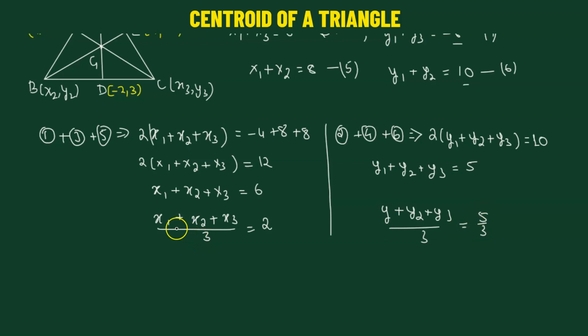Now that we have the sum of the x coordinates of each of the vertices divided by 3, that's nothing but the x coordinate of the centroid, and this is the y coordinate of the centroid. So that means the coordinate of the centroid G is simply given by, where the x coordinate is 2 and the y coordinate is 5 over 3. So that's the value.